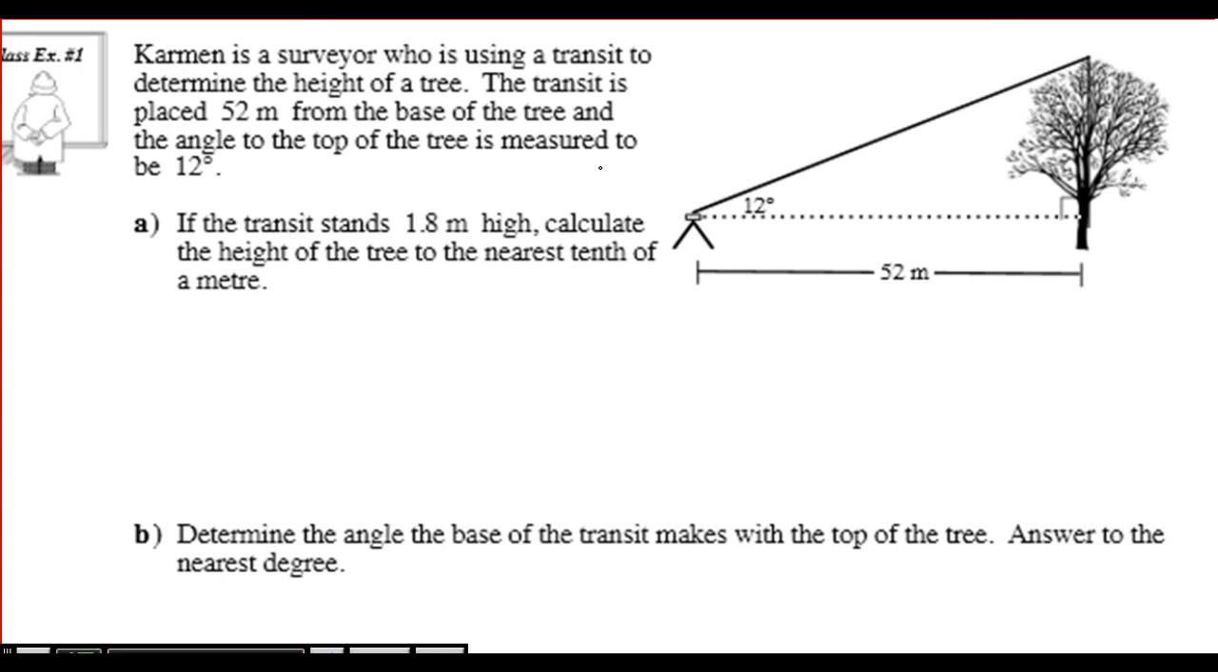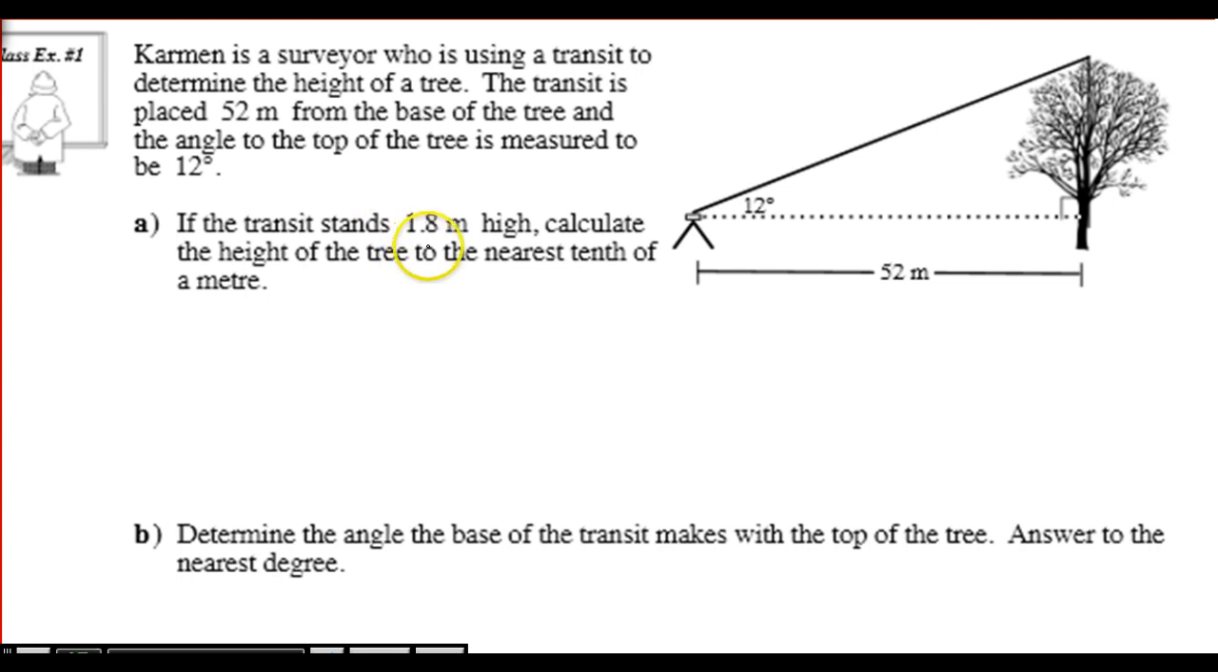Okay, so example number 1. Carmen is a surveyor who's using a transit to determine the height of a tree. The transit is placed 52 meters from the base of the tree, and the angle to the top of the tree is measured to be 12 degrees. So there's a diagram here for you. Most of the time you're not going to get a diagram, so you will need to be able to come up with pretty good diagrams.